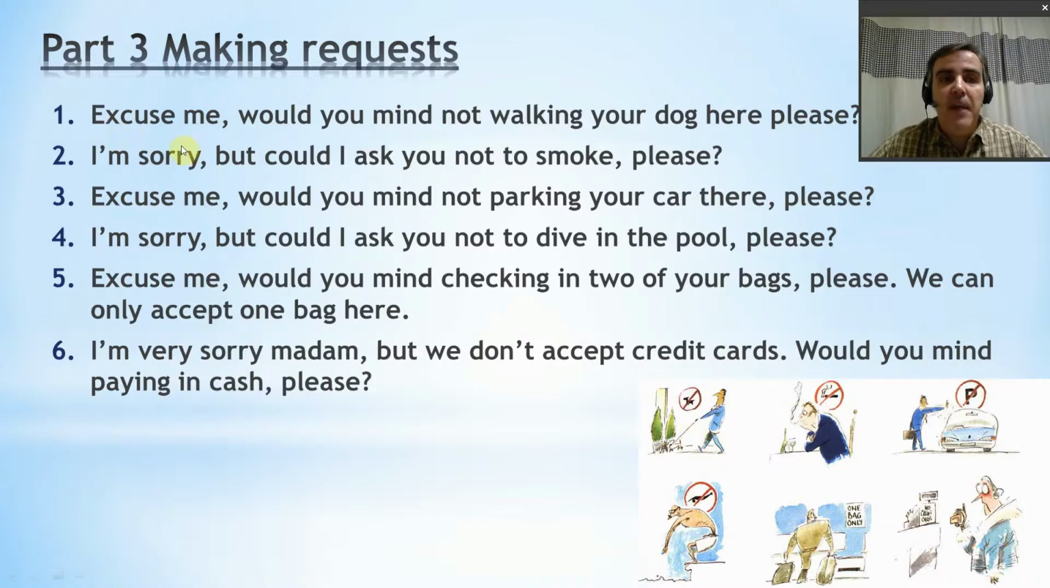So I gave some examples for number 1. Excuse me, would you mind not walking your dog here, please? So, would you mind not? Very polite way. Number 2, I'm sorry, but could I ask you not to smoke, please? Again, instead of just saying stop smoking, it's like an order. This is much nicer. Number 3, excuse me, would you mind not parking your car there, please? So again, don't park there. It's too direct. Nice way to ask someone.